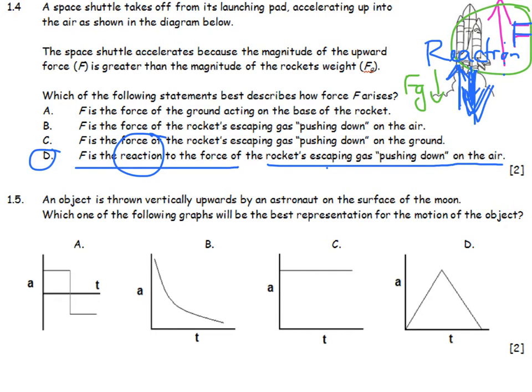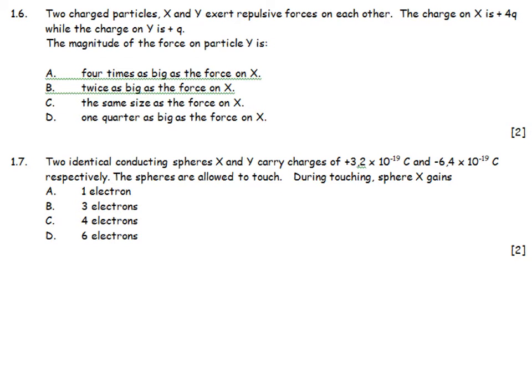An object is thrown vertically upwards by an astronaut on the surface of the moon. Which of the following graphs will best be a representation of the motion of that object? And what you've got here is acceleration time graphs. So what happens to the acceleration on any planet of any object? It stays 100% constant. C is your correct answer.